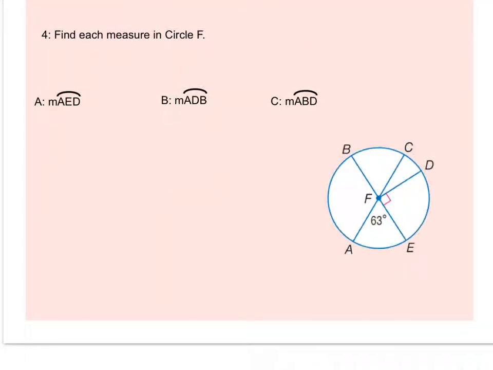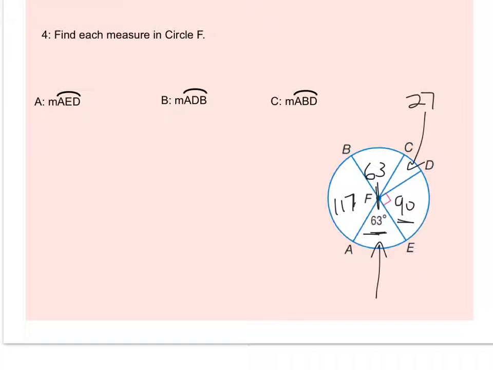So now find each measure in the circle of F. So it's kind of like the same thing that we were just doing, except now we got to be kind of clever. Let's just take a look at the circle and see what I can figure out. Well, that one's 90. This is 63. If you remember way back when to Geometry A, vertical angles don't go away just because I put them in a circle. So if that's 63, that's 63. So if I take 180 minus 63, that's going to be 117. And then if I take 180 minus 90 minus 63, that's going to be 27.